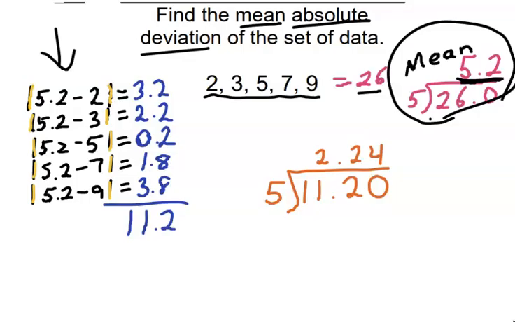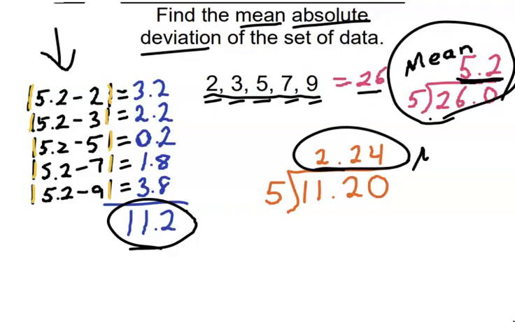Then we brought that over here. We have 5.2 minus every number in the data set, the 2, the 3, the 5, the 7, and the 9. Okay, then we found the distance from that number, which is 11.2. We divided that by 5, and so here is our mean absolute deviation: 2.24.